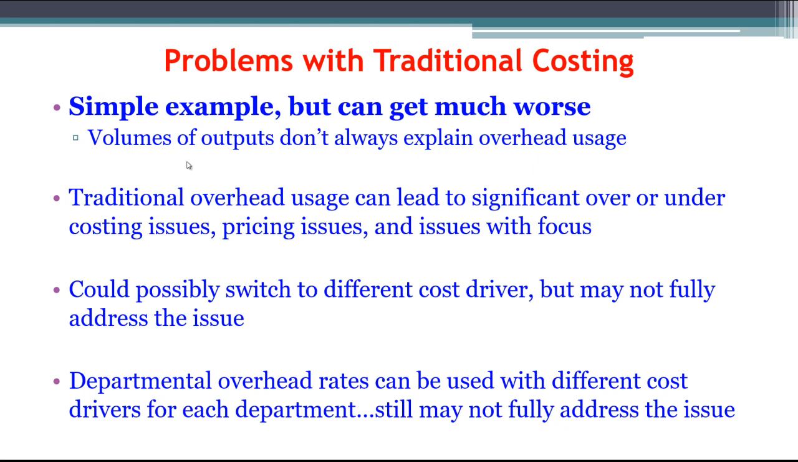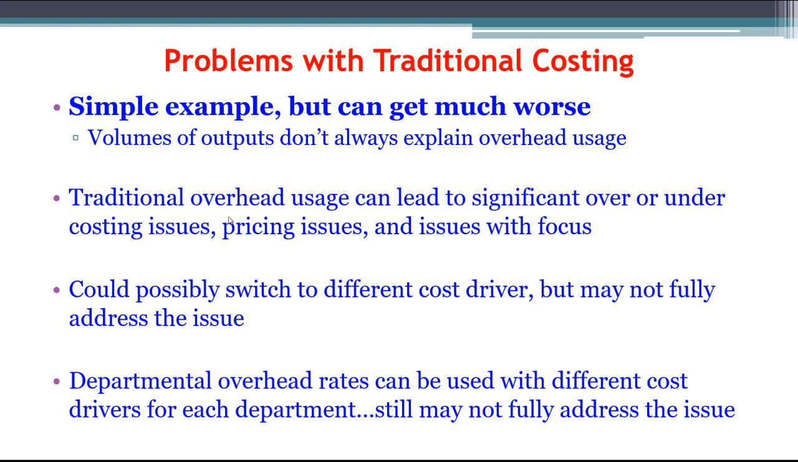The point with activity-based costing is that the volume of outputs, like labor hours, machine hours, units, don't always adequately explain the types of overhead that are being used and how the products use the overhead. So this traditional overhead might work in some cases, but it could lead to significant over or under costing of a product or a job, and that by itself can lead to pricing issues, which means that you may be overpricing a product that you think cost you a lot of money, and you're not understanding why customers are not willing to pay that high price for it.